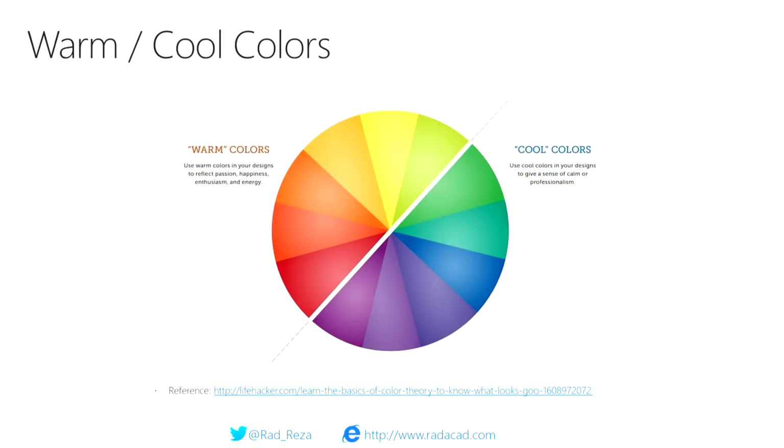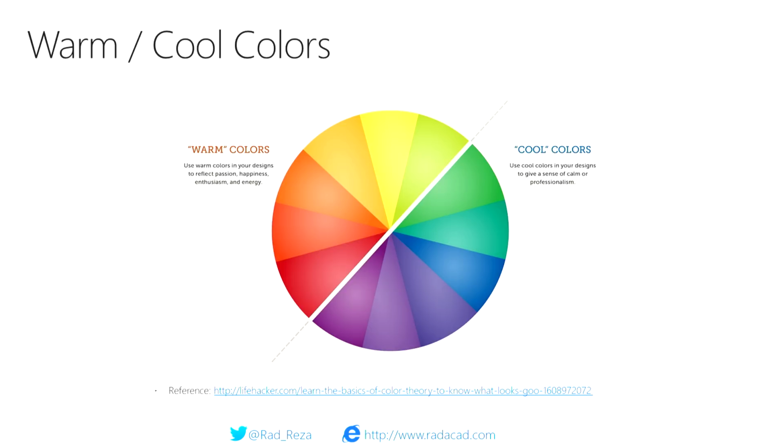Out of these 12 colors, some are warm colors, and some are cool colors. Warm colors normally show passion, showing something that stands out. Cool colors are quite professional colors. When you create a visualization, it's important to have a combination of these 2, right?